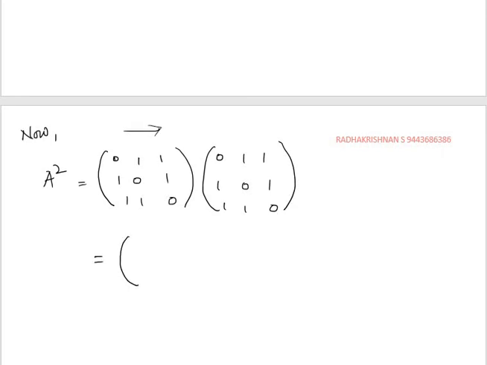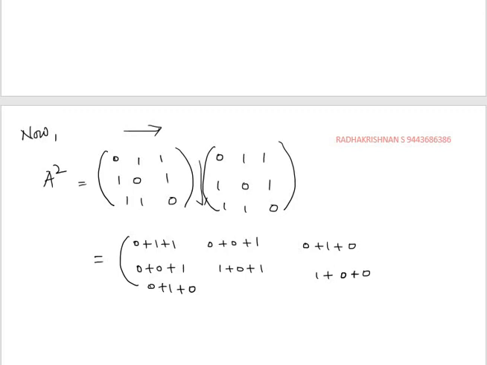Take the first row and the first column and multiply. 0 plus 1 plus 1 is what? 1 into 1 is 1 plus 1 plus 1 is what? If you can multiply directly, do, otherwise write, nothing wrong. 0 plus 1 plus 1. Next, 0 plus 0 plus 1. Next is 0 plus 1 plus 0. Right? Next, again, second row if I take, 0 plus 0 plus 1. Next is 1 plus 0 plus 1. Next is 1 plus 0 plus 0. Right? Third row what we get? 0 plus 1 plus 0.